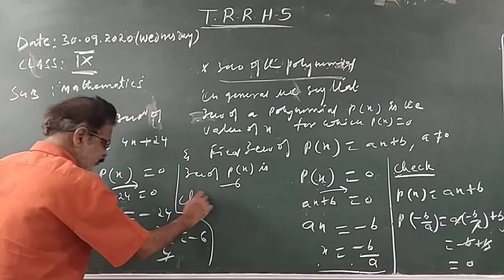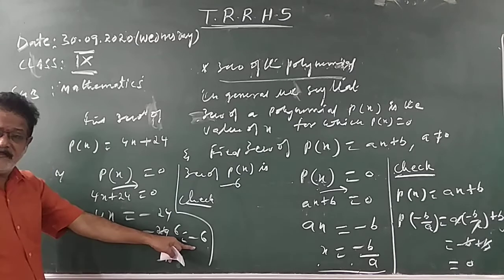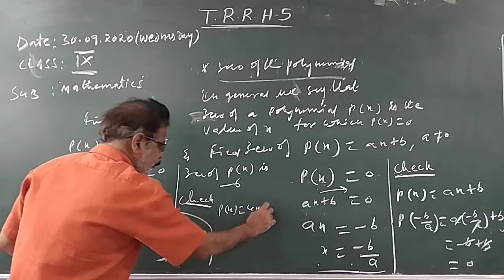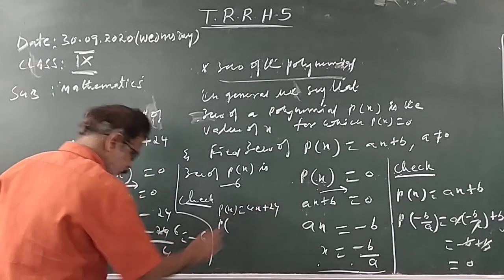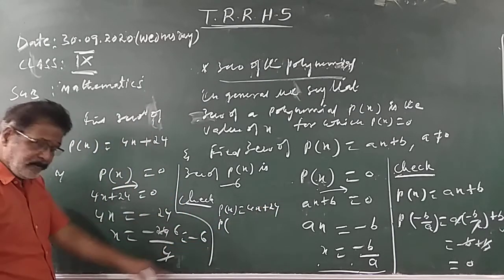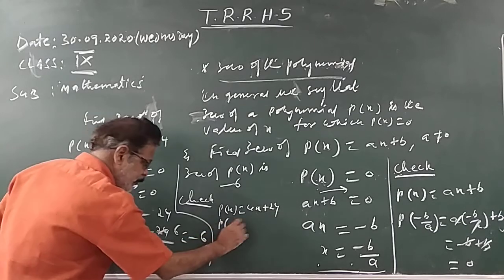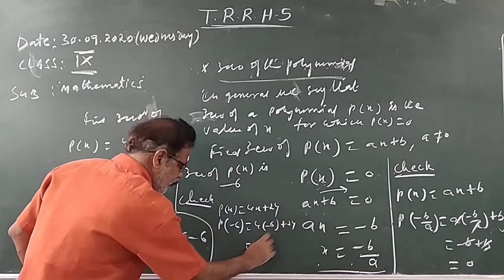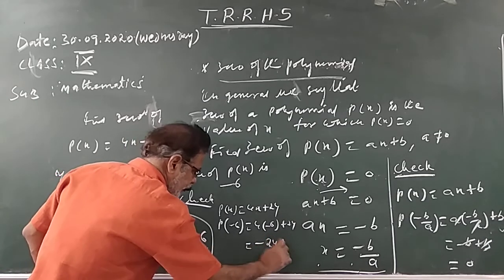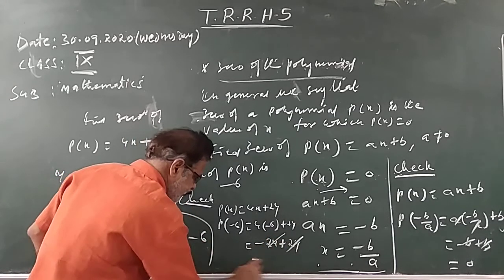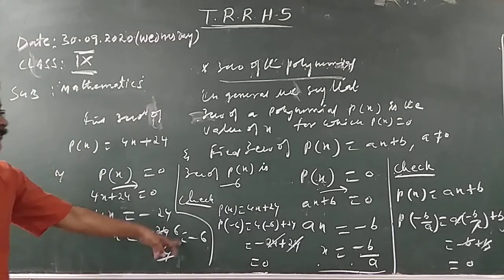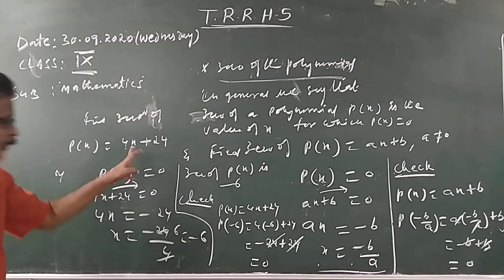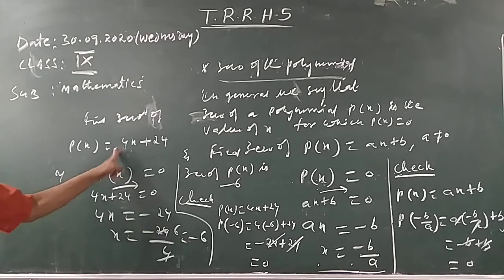If you want, check whether minus 6 is the zero or not. So p of x is equal to 4x plus 24. I am checking for x equal to minus 6. 4 into minus 6 plus 24 is minus 24 plus 24, which is 0. So therefore minus 6 is the zero of this 4x plus 24. For x equal to minus 6, the value of the polynomial is 0.